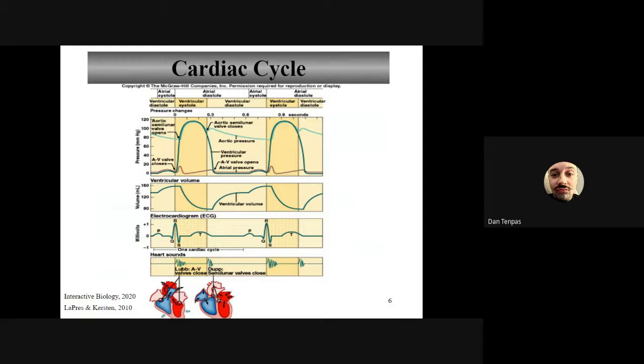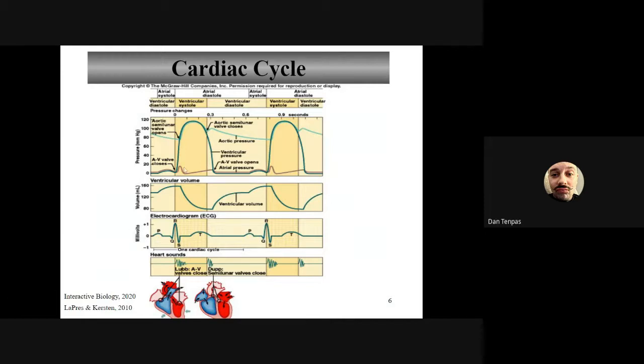All right, so again, down here we have our electrocardiogram. That's the third part down. It all starts with the P wave, which is a depolarization of the atria. This is going to cause atrial contraction or systole. Again, contraction and systole are pretty much interchangeable, and that's going to cause atrial pressure to rise.